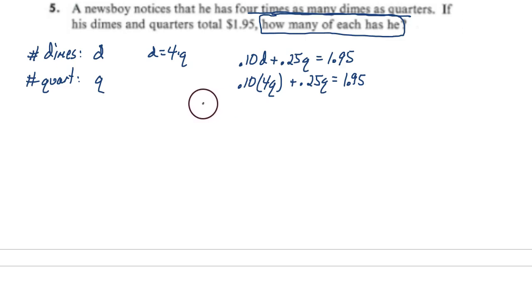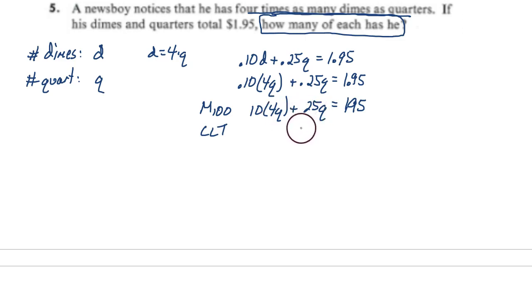The next thing I'm going to do is multiply all terms by 100 to remove the decimals. This transforms into 10 times 4Q plus 25Q equals 195. You don't have to do that, but I'm more comfortable when they don't have decimals in the numbers. Now let's combine like terms. 10 times 4q is 40q, and that combines with 25q to make 65q. Then divide by 65. We get q equals 3.